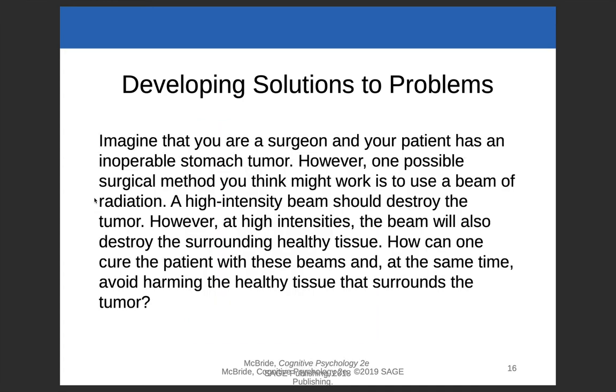So here's a problem. Imagine that you're a surgeon and your patient has an inoperable stomach tumor. However, one possible surgical method you think might work is to use a beam of radiation. A high intensity beam should destroy the tumor. However, at high intensities, the beam will also destroy the surrounding healthy tissue. How can one cure the patient with these beams and at the same time avoid harming the healthy tissue that surrounds the tumor?